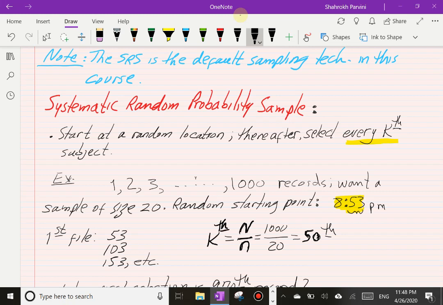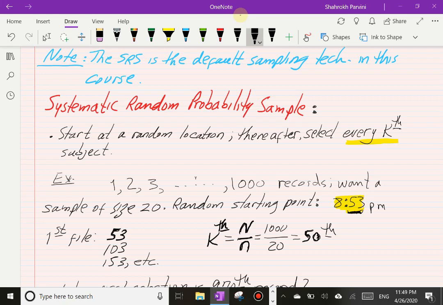So my starting point, remember, was 53 because that's what the time was. Or if you want, you can just keep the hour, 8. So start with record number 8. Or if you want, let's say today's, I don't know, April 26th, hypothetical, choose 26 to be your starting point. Whatever random mechanism you want to choose. So we have a random starting point. So I start with record number 53, and then thereafter the 50th record. So the next one would be 103, 153, and so on.